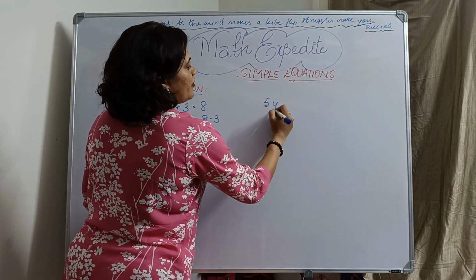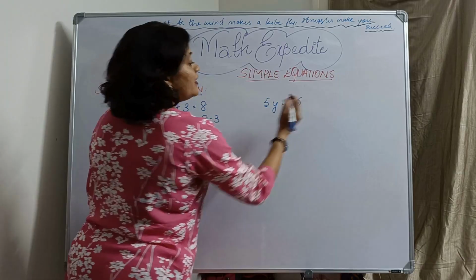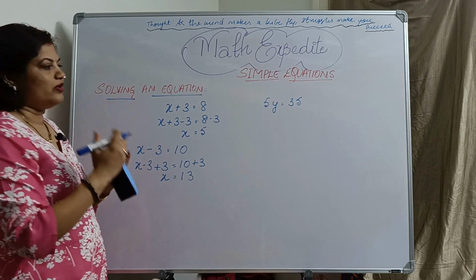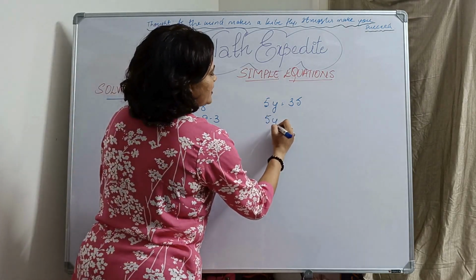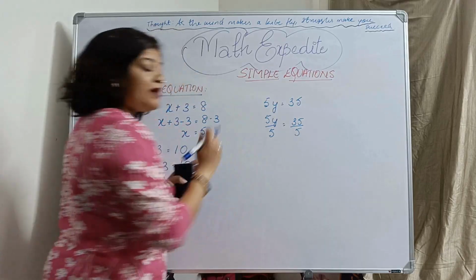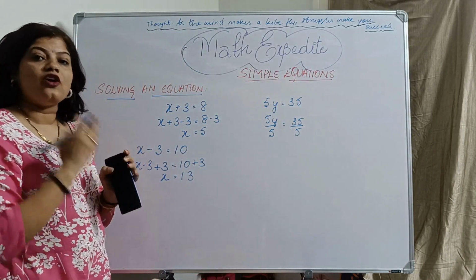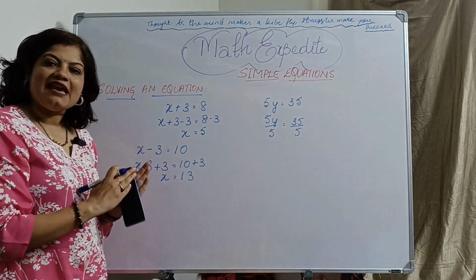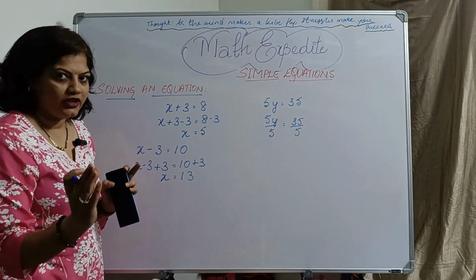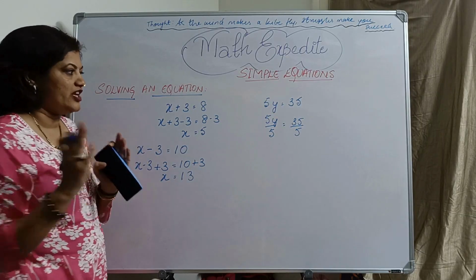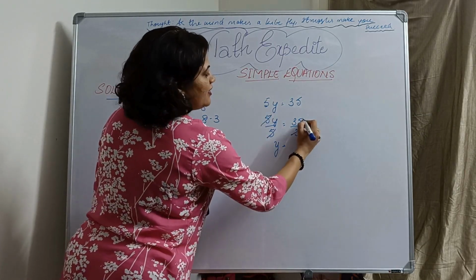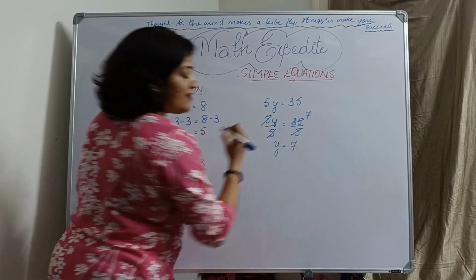Let us consider one more example. Here 5y equals 35. Can you tell me what I have to do to reduce the LHS to only y? 5y divided by 5 equals 35 divided by 5. Remember, we need to add or subtract or multiply or divide by the same number on both the sides. Then only will equality hold. The equation will remain unchanged. So here the 5s cancel. So y equals 7, since 5 sevens are 35.